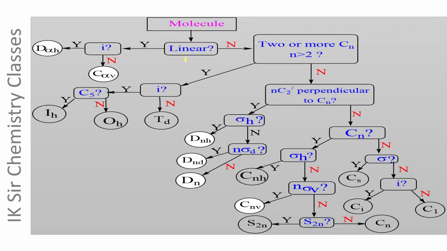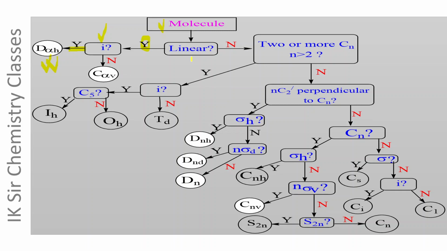First of all, for the molecule whose point group is to be determined, we put a question: is the molecule linear? If the molecule is linear, then we see if a center of symmetry is present in the molecule. If a center of symmetry is present, its point group will be D∞h. And if a center of symmetry is not present in a linear molecule, its point group will be C∞v.